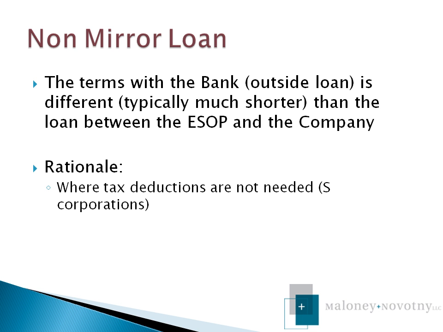There are cases where you have a non-mirrored loan, which is simply where the terms do not match, and typically what happens is your term with the bank is shorter than the term with the ESOP on that inside loan. You could have a 5-year term note with the bank, and your inside note with the ESOP may be a 10-year amortization. This is done when you clearly do not need the deduction, so it's more popular under an S-Corp situation, which we'll talk about some of the S-Corp differences a little later on.